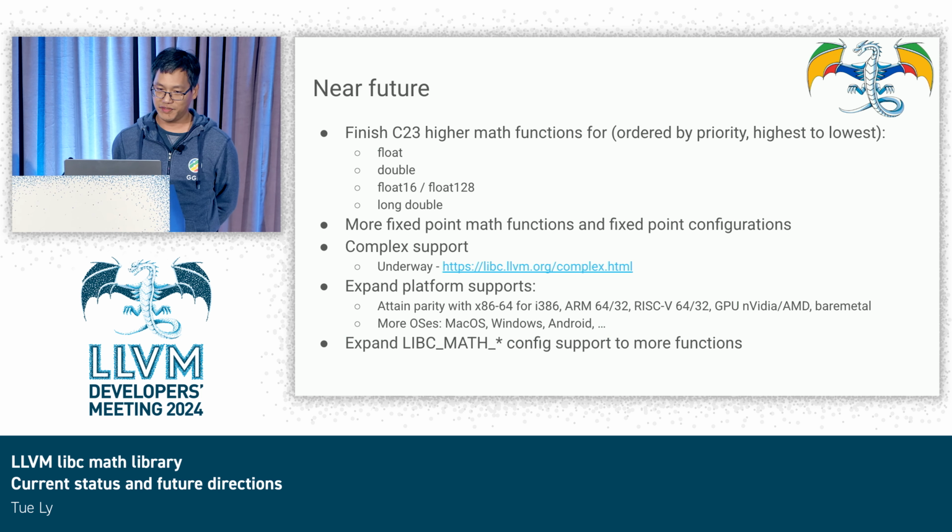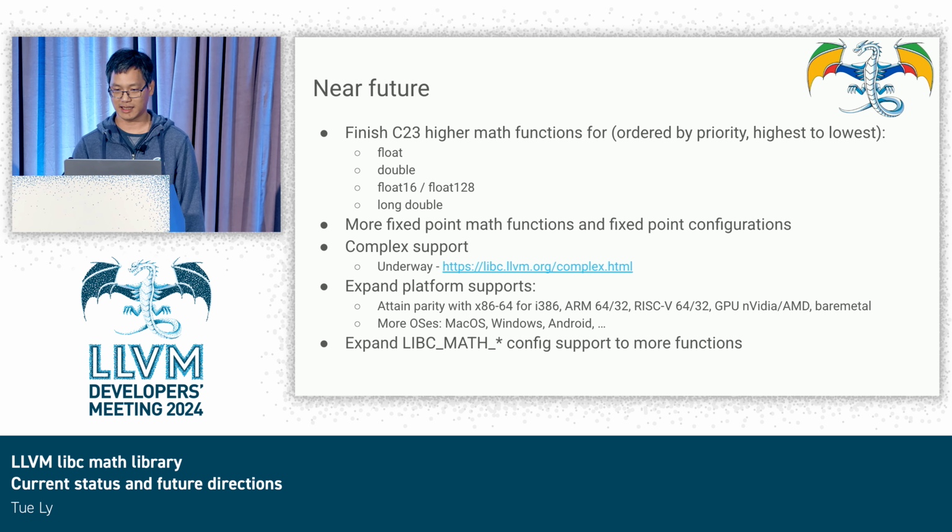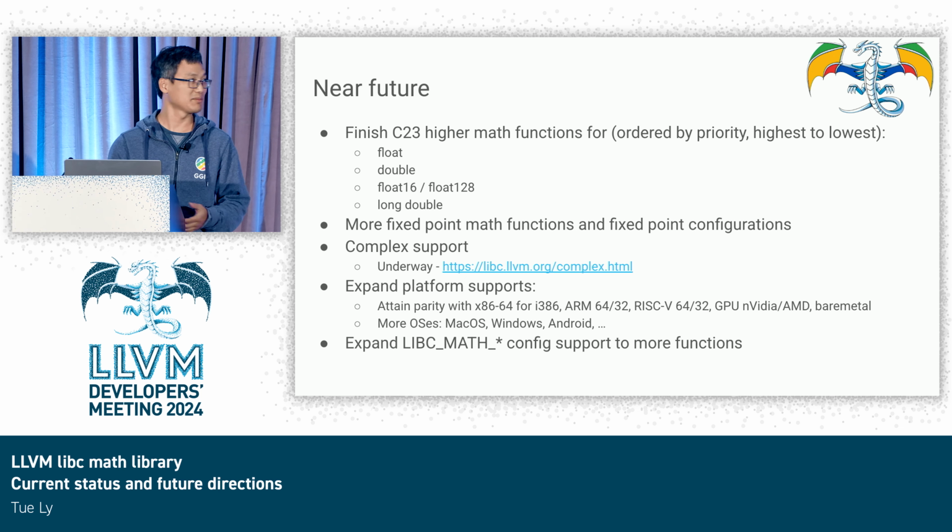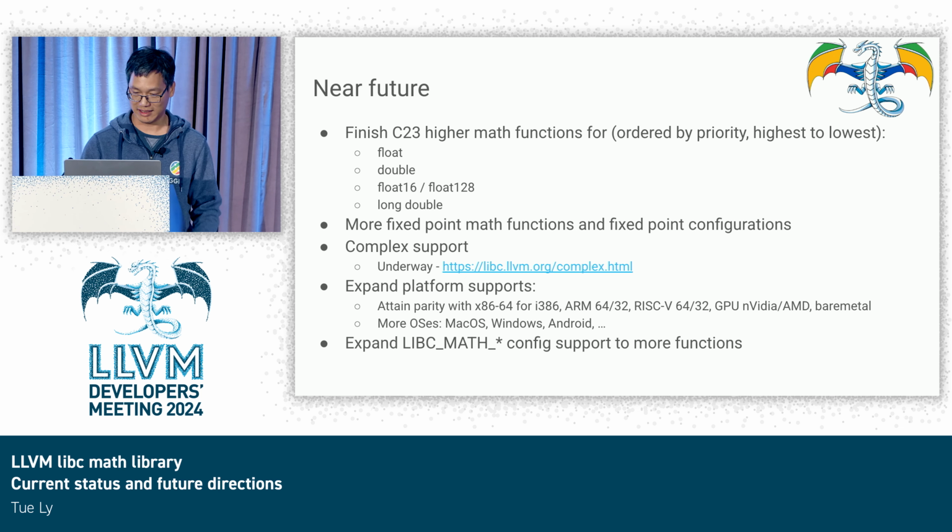For the near future, we'd like to finish all the C23 math functions. And for fixed point, we started the complex support very recently. We also want to make sure that all the other platforms have the same priority as what we have for x86-64 right now. I think the currently blocking thing is just that we need more people, we need more help, and we need more bots, actually. Then also on the OS side.